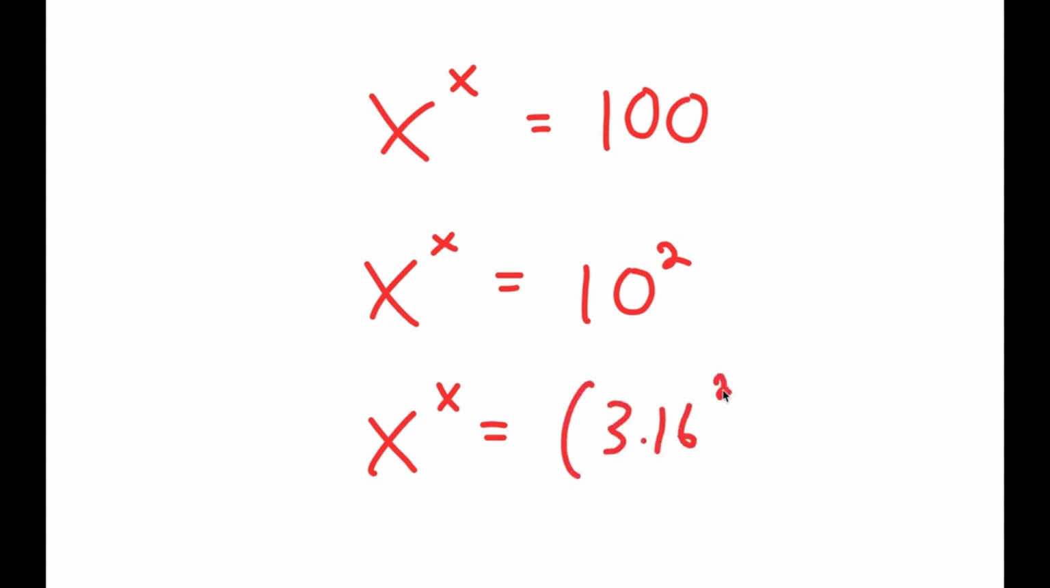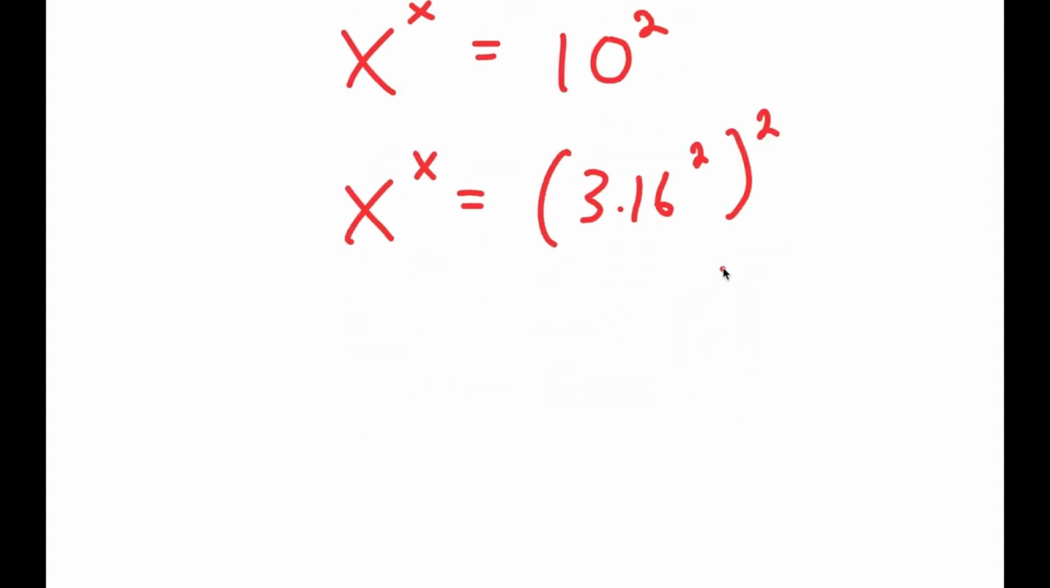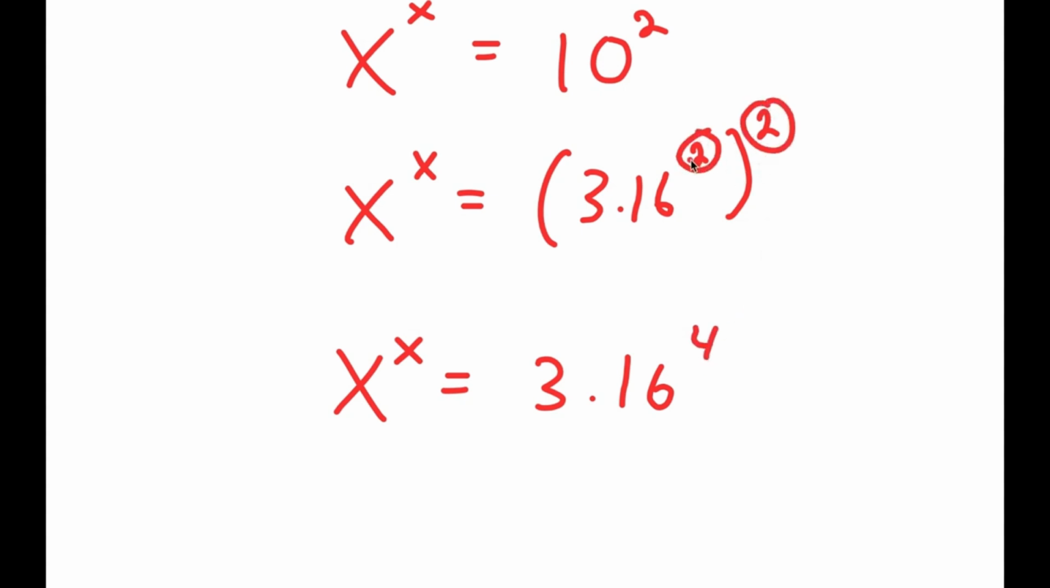3.16 squared to the power of 2, because 10 is the same thing as 3.16 squared. Now, this is the same thing as 3.16 to the power of 4, because these two multiply.